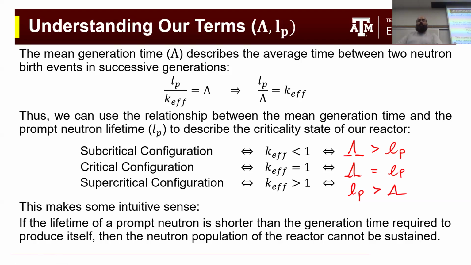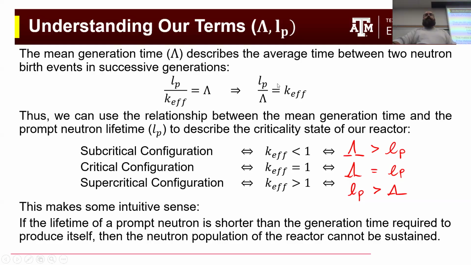And hopefully that makes sense: if the time that a neutron is alive in your reactor is exactly equal to the time that it takes for a new generation to be born, that means that your system is in perfect balance.